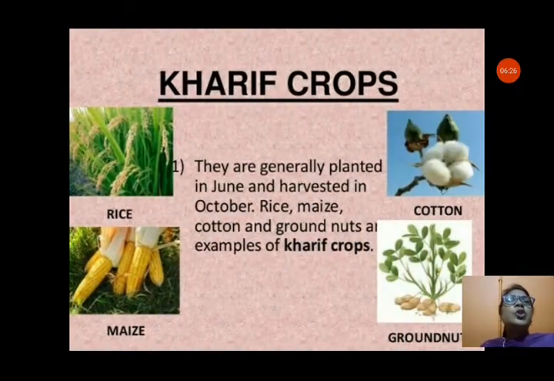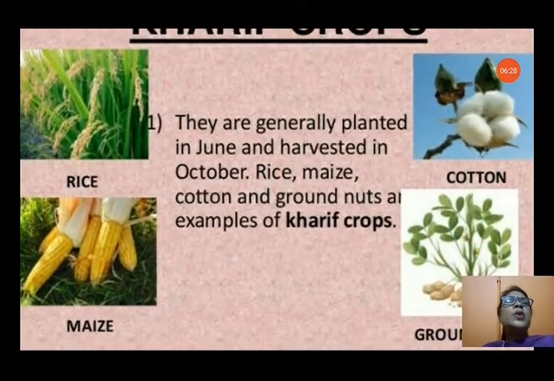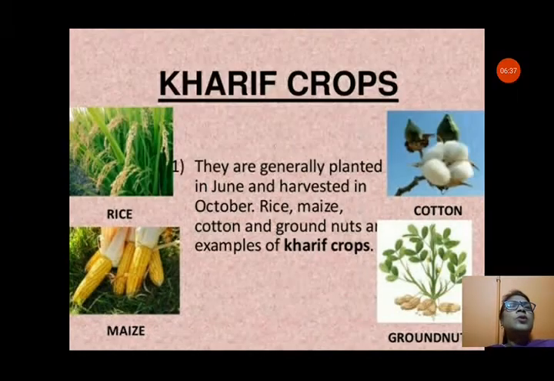Now kharif crops also you can see, they are generally planted in June and harvested in October. Rice, maize, cotton and groundnuts are examples of kharif crops. You can see the picture of rice, maize, cotton and groundnut also.